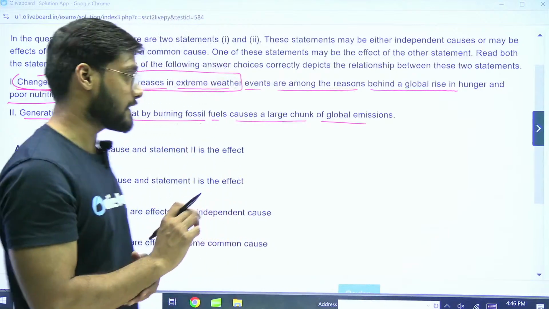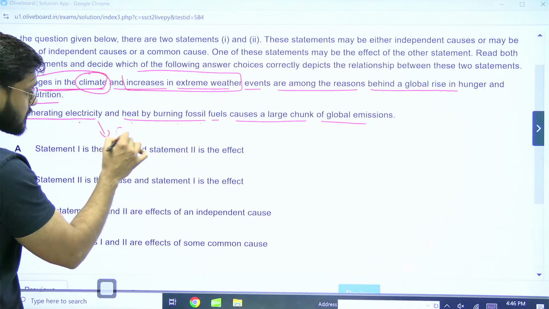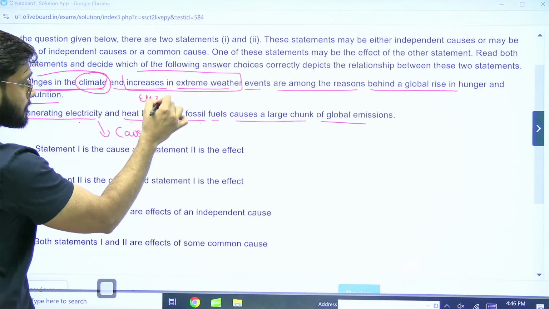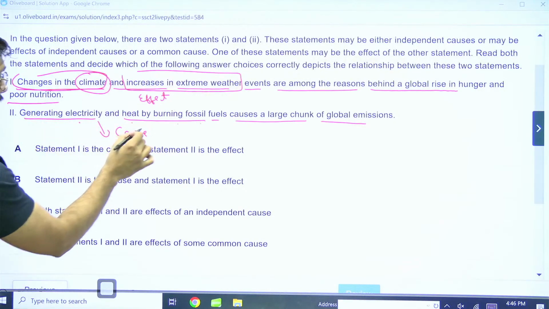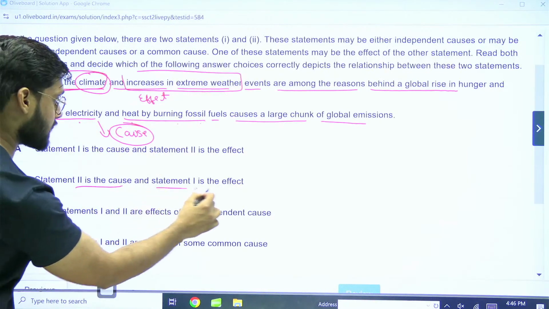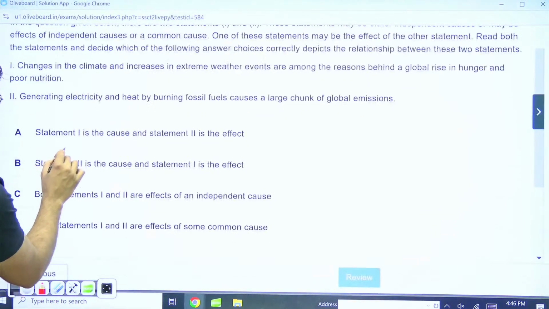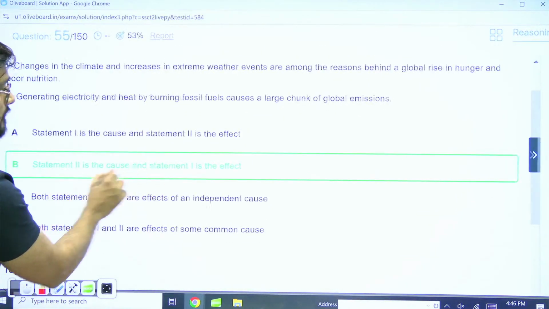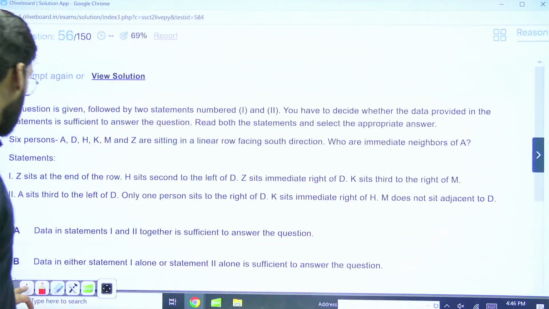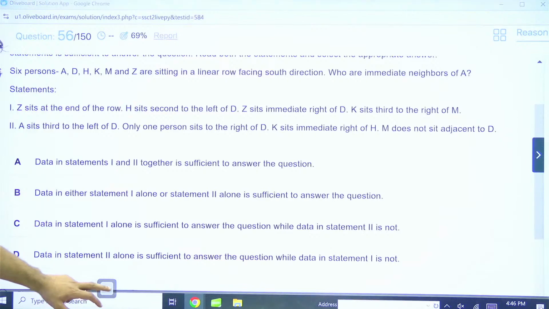Are you getting this? So I think this should be the cause, and this should be the effect. The first one should be the effect and this one should be the cause. So the second is the cause and statement 1 is the effect. Let's mark option B. Yes, B is the right answer. Next, the 26th question on our screen, again from data sufficiency. Let's solve this one.